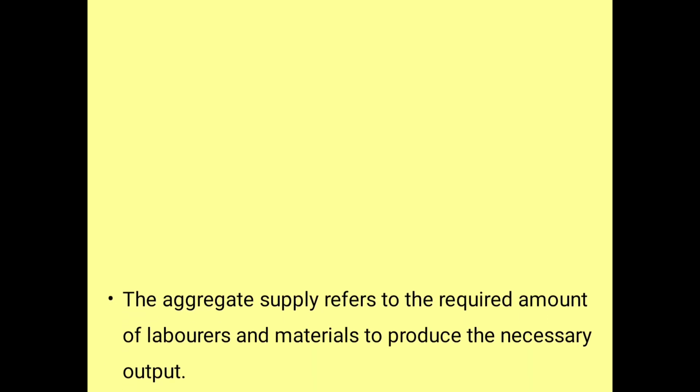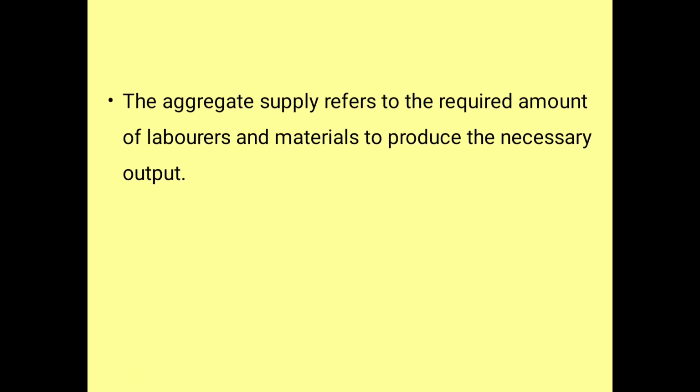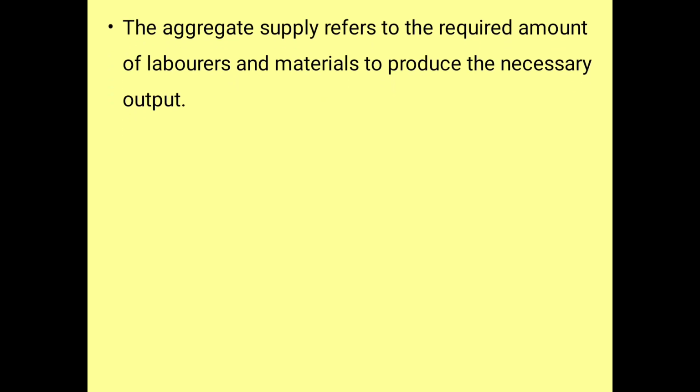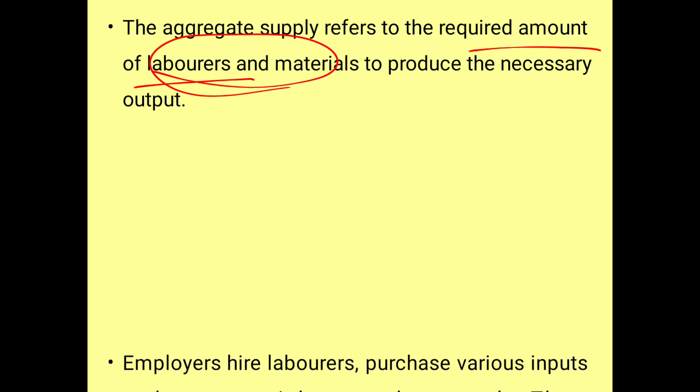The next one tells you aggregate supply refers to the required amount of laborers. As supply keeps increasing, your labor power also increases, because the production has increased. Employment has increased, and goods and services have also increased. So what is happening to the value of the product? The value of the product is also increasing. So everything is increasing. What are we supposed to do? We have to introduce more laborers.